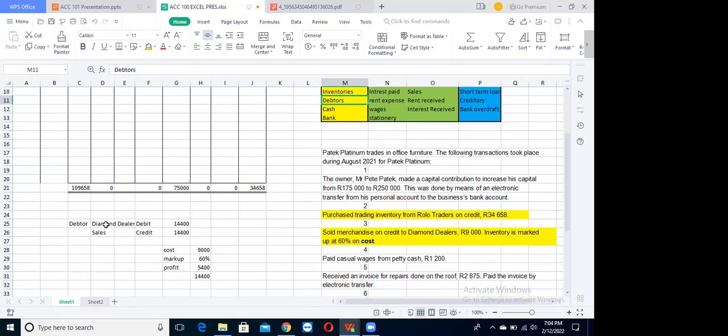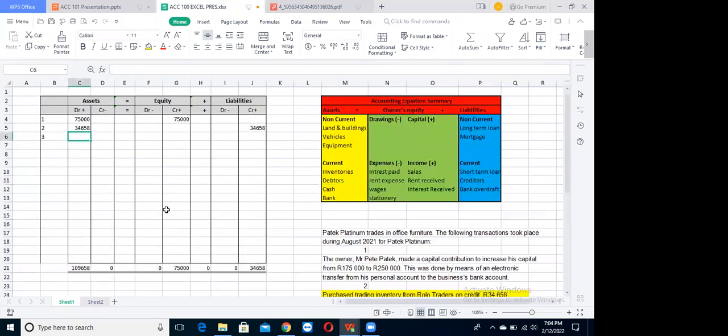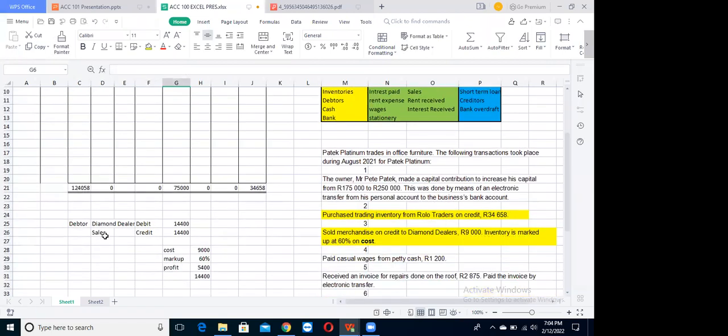So we are going to debit the assets with an amount of what? 14,400. Then we move on to the next account, which is the sales account.